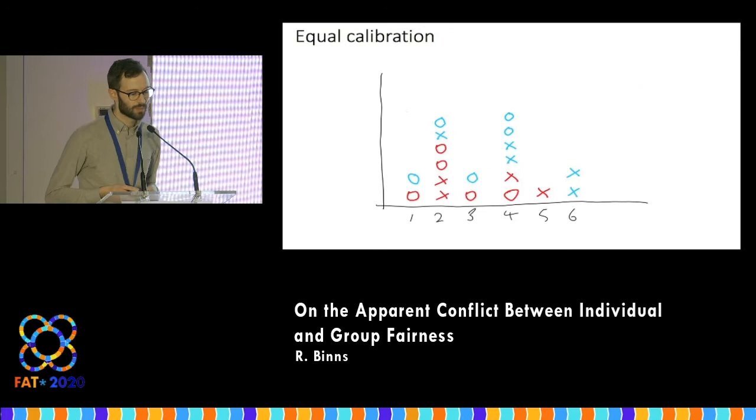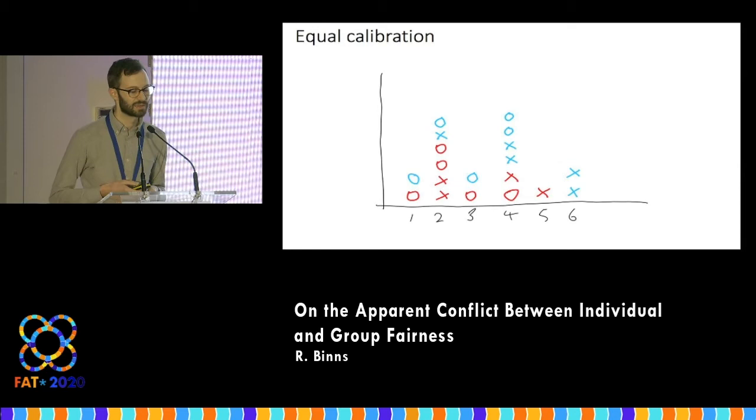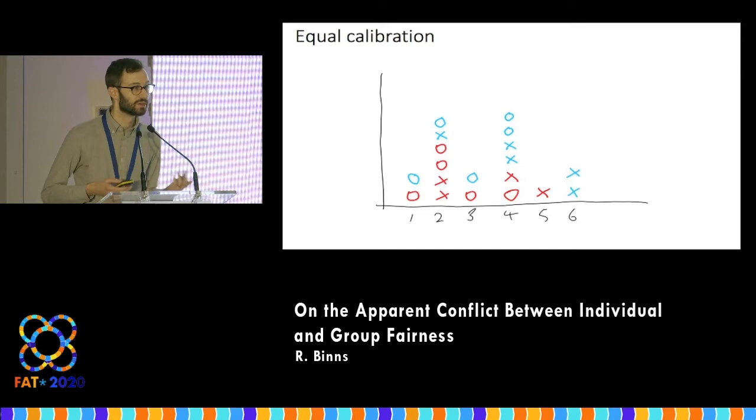And then there's equal calibration. So this says that if you have a scale with different levels on the scale, for each level on the scale, your chances of having a positive or negative label should not depend on whether you're red or blue. So I'll just skip through those.